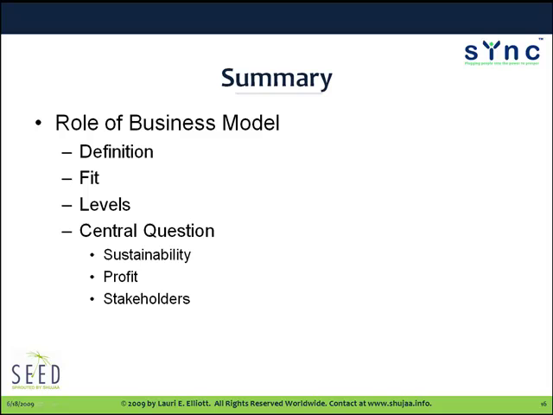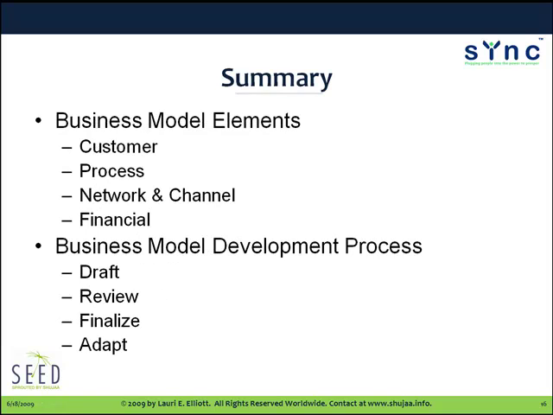And when talking about stakeholders, I described different levels. There's the corporate level, collaborators, channels, customers, and also our community. We also discussed the business model elements, which included customer, process, network and channel, and financial. And finally, we talked about the process to develop a business model, which really had 4 elements out of the 9 steps. One is that you're going to draft the document, you're going to review it, you're going to finalize it, and then you're going to adapt it so that you can implement it immediately.